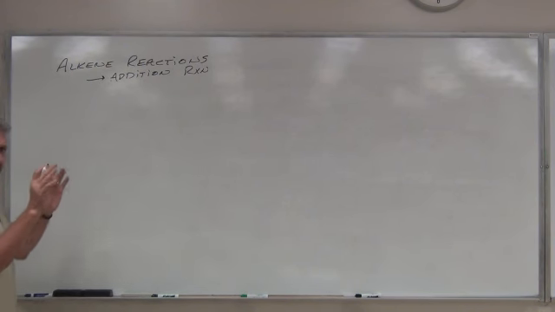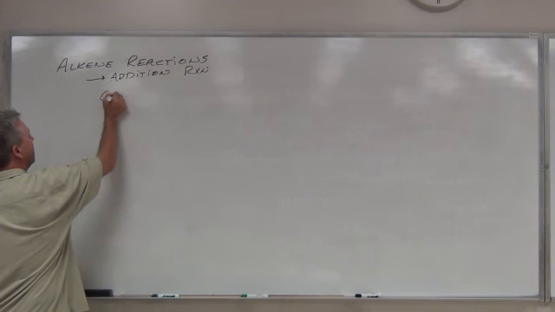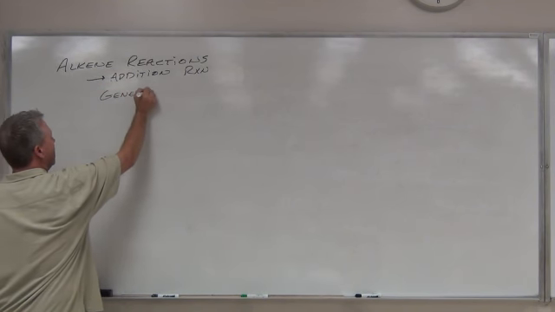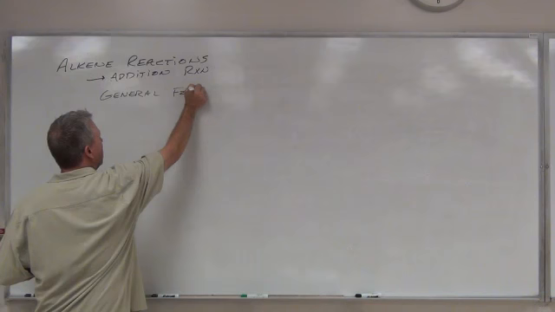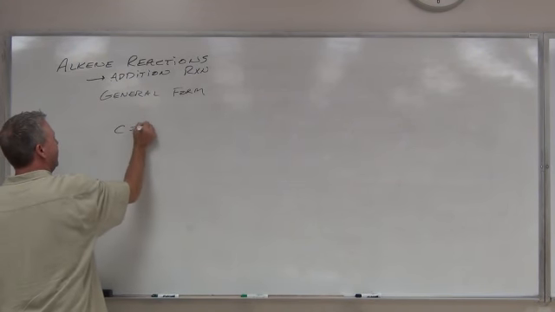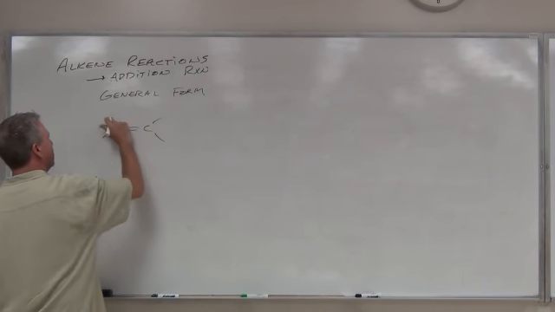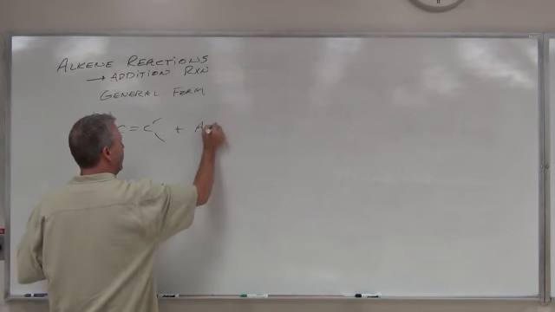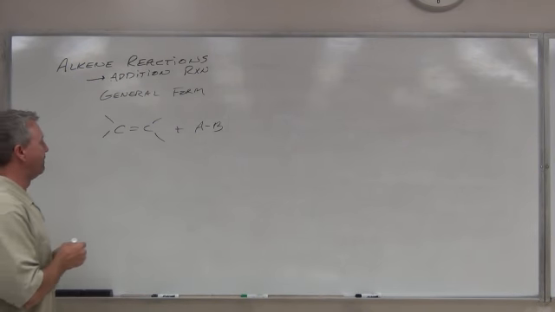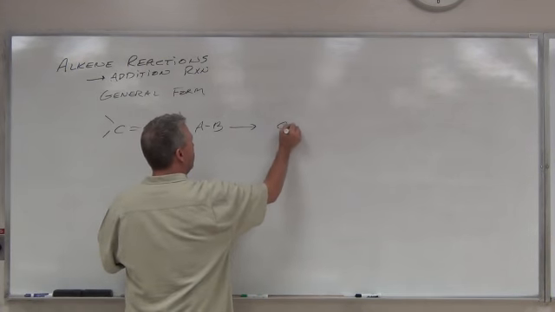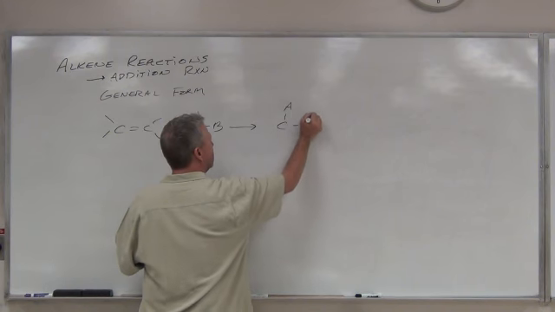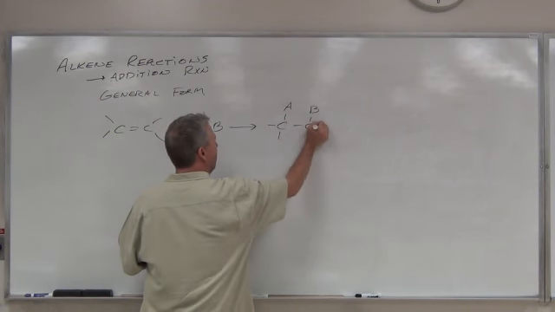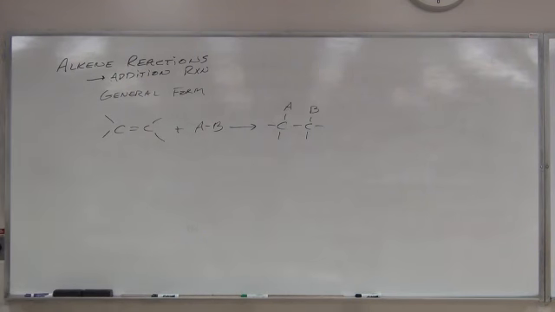Addition reactions, the general formula, okay? General form is that you have a carbon-carbon double bond and you add a substance to it, AB for example. We'll see what that is in a minute. And each one of those adds to one of the carbons in the double bond. Okay, it's an addition reaction. You're adding those elements to the molecule.